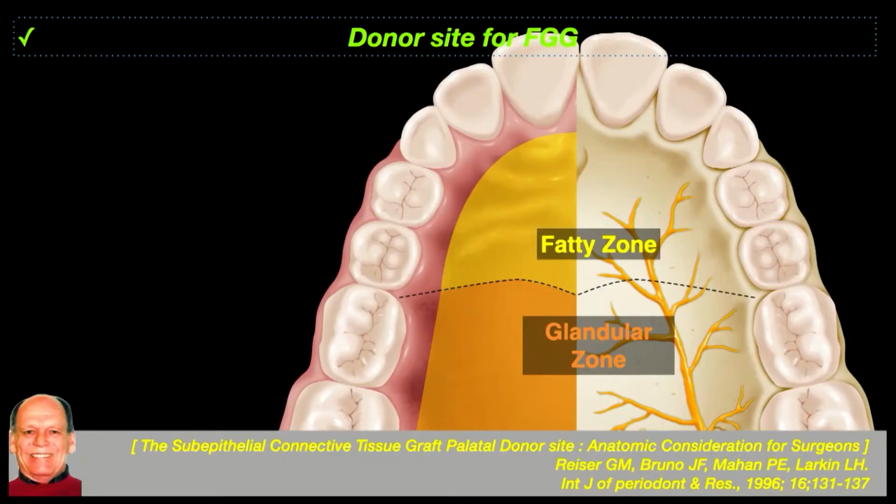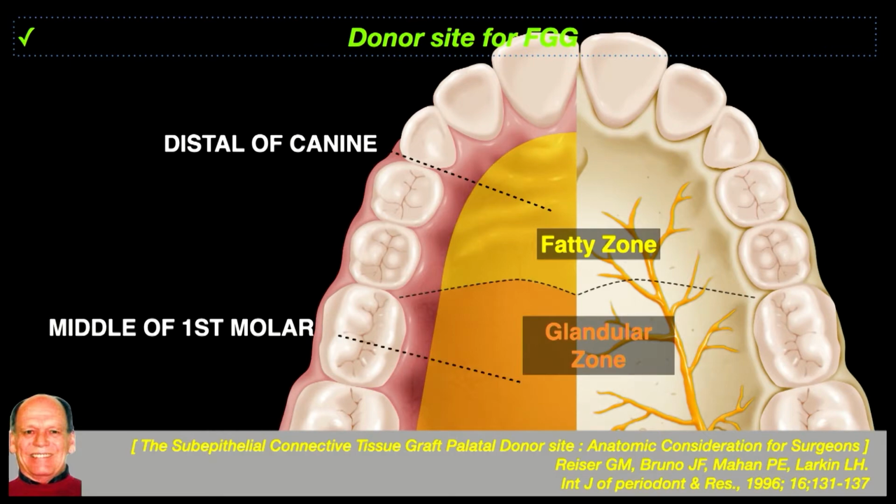Leiser and his colleagues separated the palate into two parts, a fatty zone and a glandular zone. The ideal donor site is located in both zones, from the distal of the canine to the middle of the first molar, and the incision line must be at least 4 millimeters apart from the marginal gingiva. Then this area can be the best donor site.